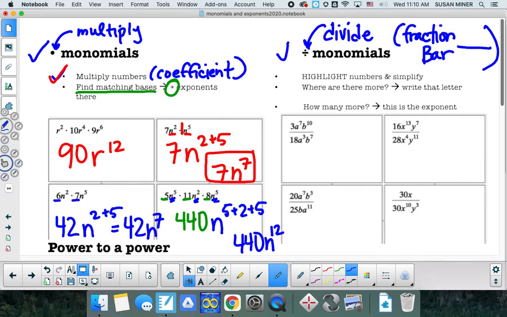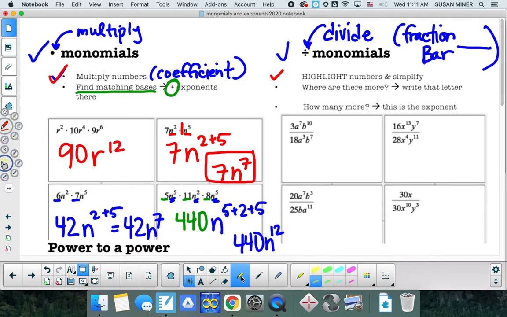But whenever I have a fraction, the first thing that I want to do is I want to simplify as much as I can on the numerator, simplify as much as I can on the denominator first. So I always want to simplify first. So if there's anything that I can combine together in the numerator, I'm going to do that first. If there's anything I can combine together in the denominator, I do that first before I move on. So I do all of my simplifying first.